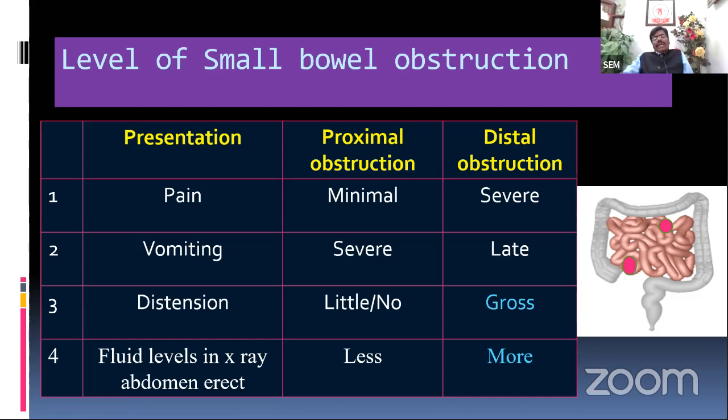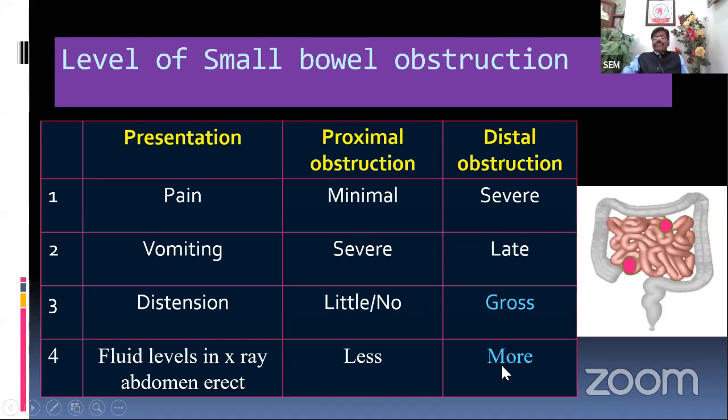They'll ask you, can you guess the site of obstruction in small bowel? Because small bowel is so long, whether it is somewhere in the jejunum, small bowel proximally, or small bowel distally, like the ileocecal junction. Where is the obstruction? If you take into account these four categories, pain intensity, quantum of vomitus, distension of the abdomen, and number of fluid levels in the X-ray, you can give a rough answer.